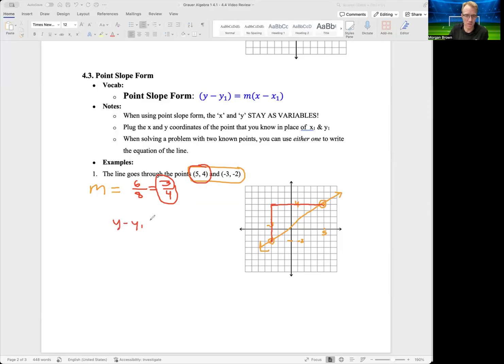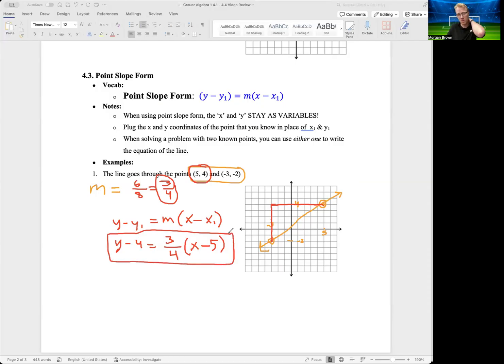y minus y1 equals m times x minus x1. So we're going to plug in the m, which is the slope, and the x1 and the y1, which is our point 5, 4. So it's as easy as this. y minus 4 equals m, which is 3/4, parentheses, x minus the x coordinate, which is the 5 right here. We put a box around it, and we are done. So you can see that finding the equation in point slope form was quicker and easier than finding the equation in slope intercept form, which is why we use this.